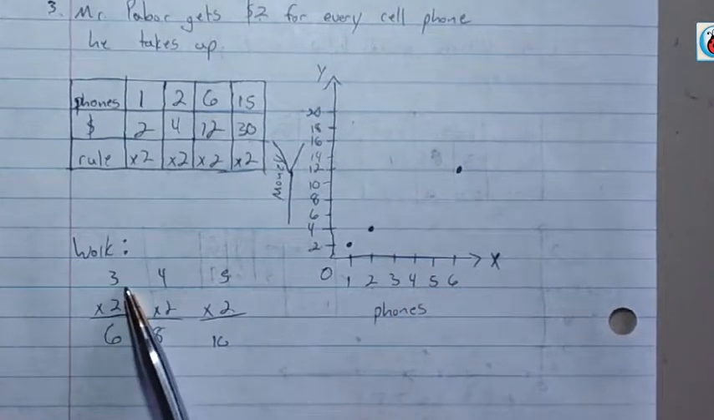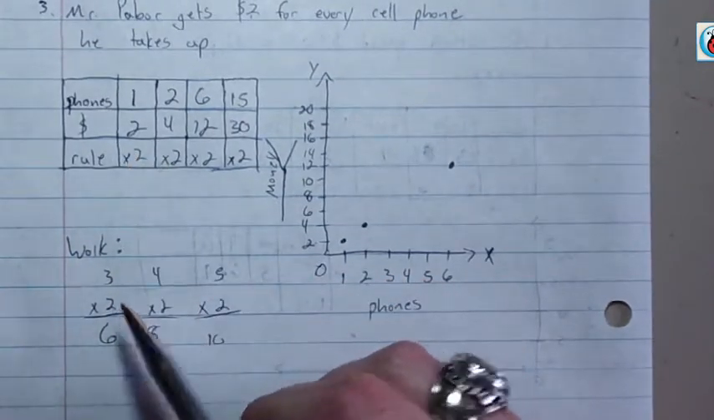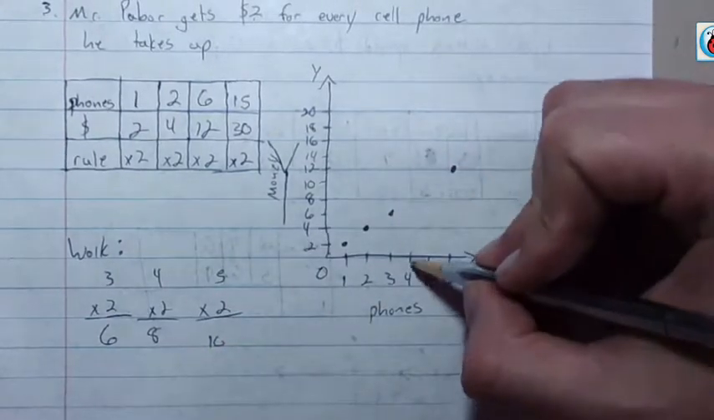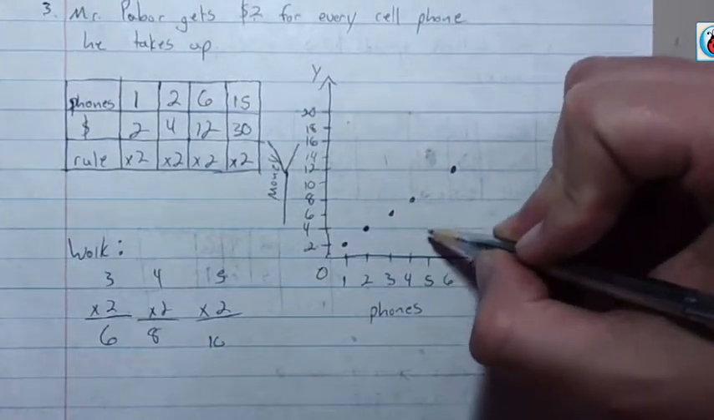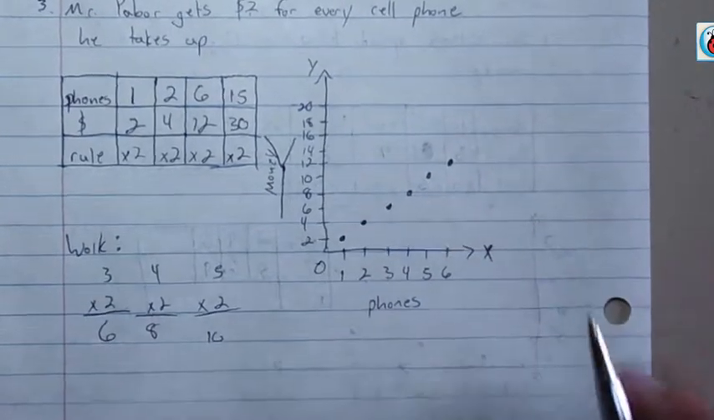Alright, so what I did is I took the number of phones and I multiplied it by the rule, so it's 3 times 2, which would give me 6. So if I come back and look at this, 4 times 2 gives me $8, and 5 times 2 would give me $10, keeping this graph at a constant.